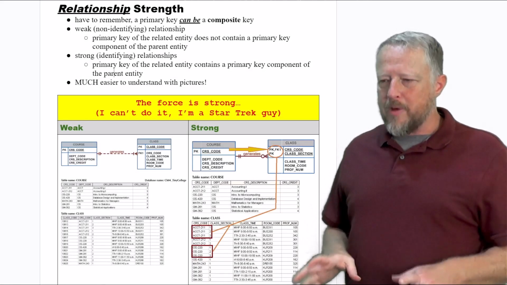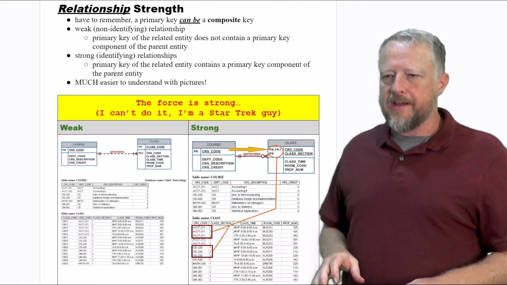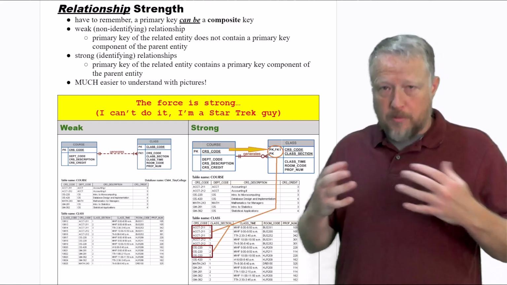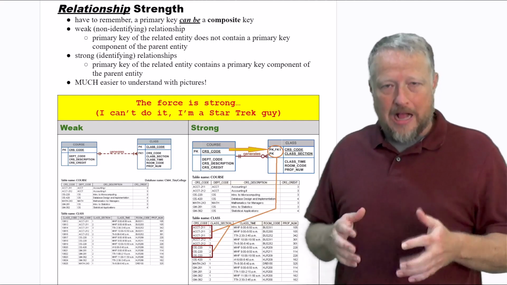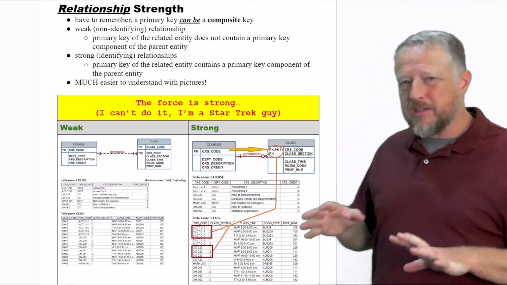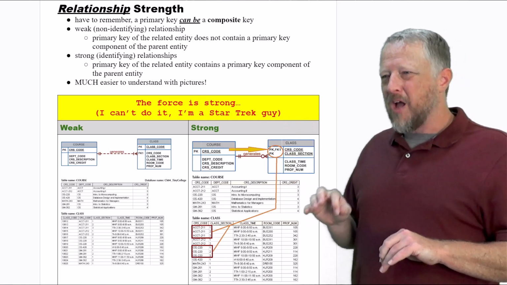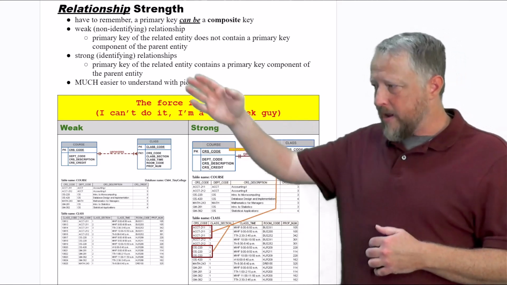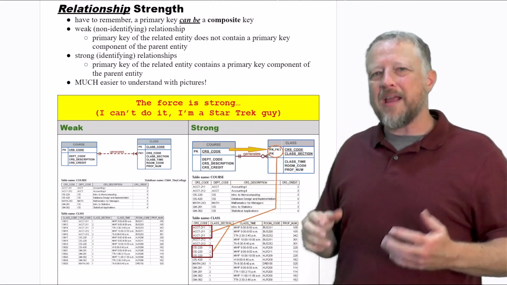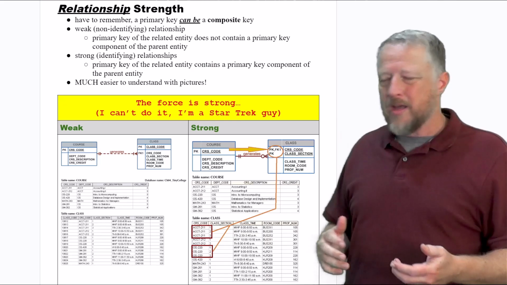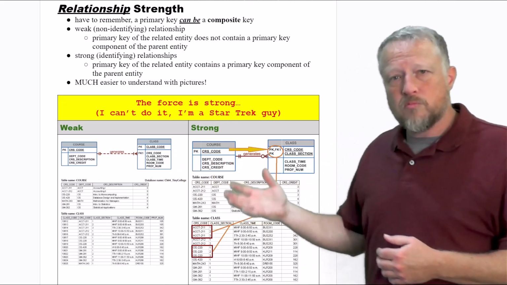We have to remember that a primary key doesn't have to be one attribute. It can be a composite of different attributes. And in this example, when we talk about relationship strength, I also want to make sure that we have weak and strong, and it doesn't mean anything bad about being weak or about being strong or vice versa. It's just a physical setup, really.